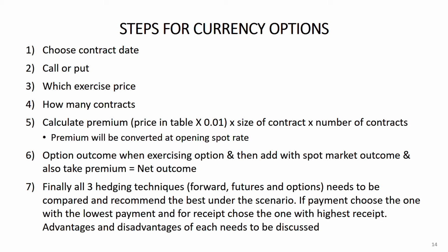But sometimes what happens is, let's say your futures and options are giving very marginal difference. Let's say you are getting the lowest payment under future. Under forward also you are getting lowest, but it's slightly higher than future. So that time you can say that even if future is the lowest, it's better to go with the forward because forward is simple and it's not standardized. So this is how you're going to interpret your answer.